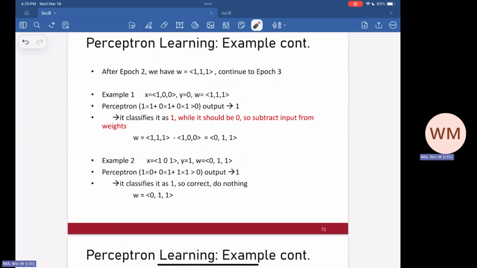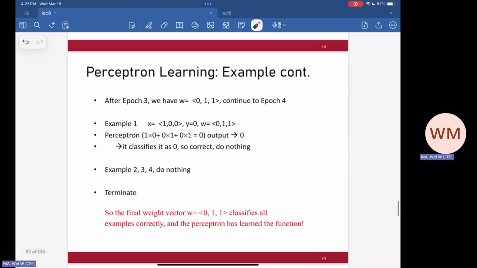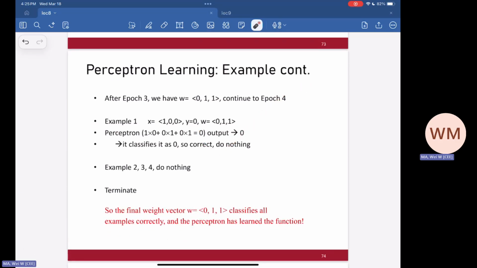So in the third epoch, you find that you're wrong again, you update, and then you don't update, you don't update, you don't update. Then we finish the third epoch. After the third epoch, because we updated in the third epoch, we have to move to the fourth epoch. We check the fourth epoch, and we find that examples 1, 2, 3, 4 are all correct. So in this case, we do not need to update anymore, so we can terminate. After the termination, we find that our final weight is 011.